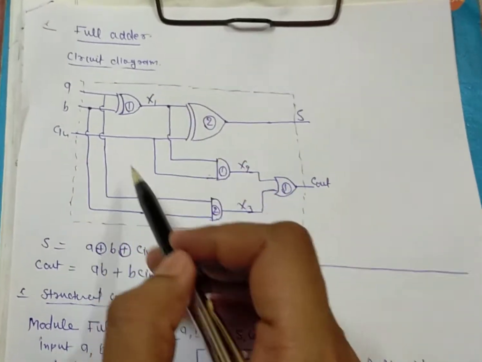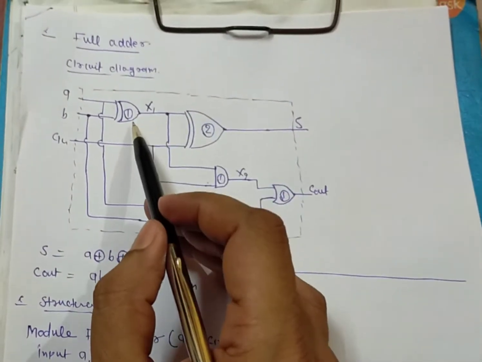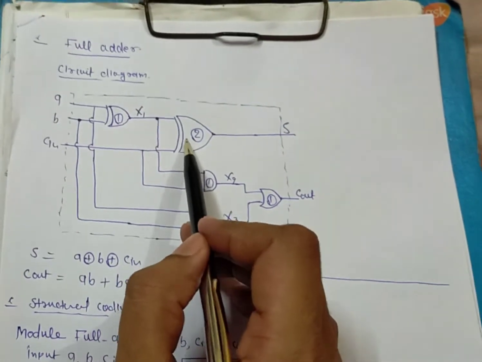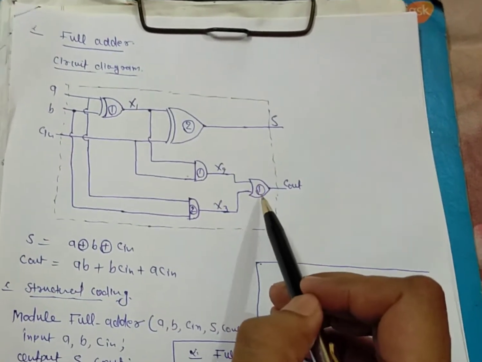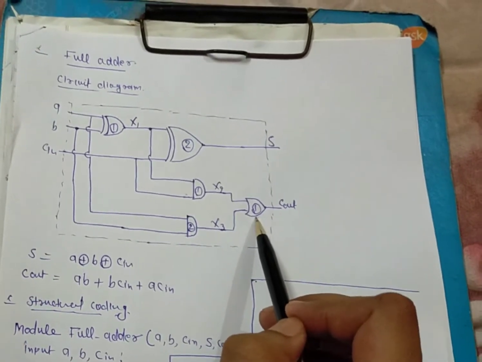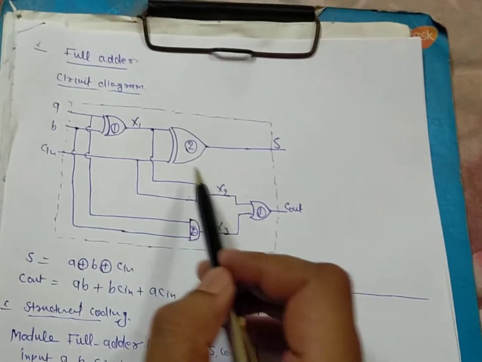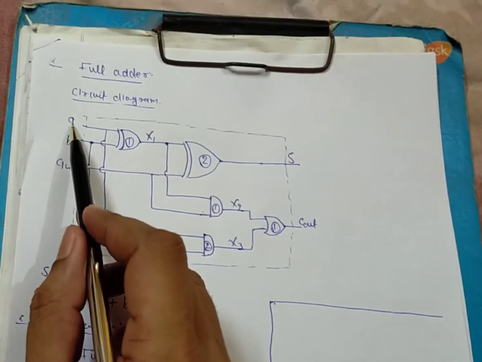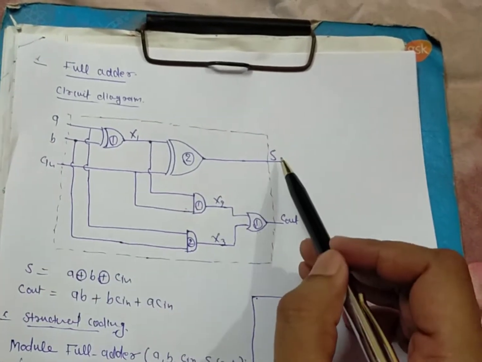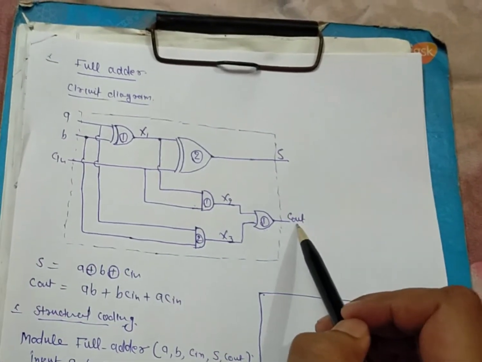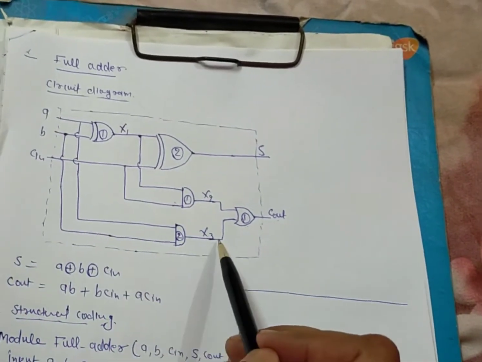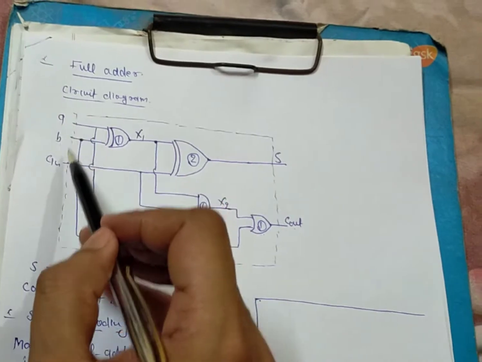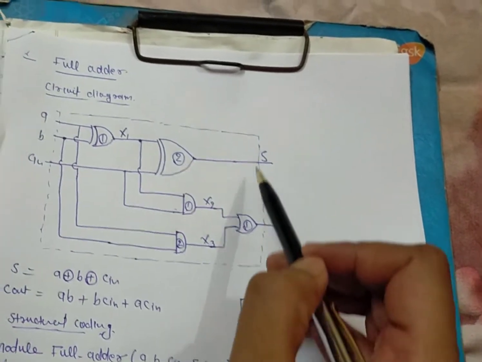This is the circuit diagram of the full adder using two XOR gates, first and second, two AND gates, first and second, and one OR gate. In the circuit diagram there are three external inputs A, B, C in and two external outputs S and C out, and the internal circuitry of this circuit diagram is inside this dotted block.